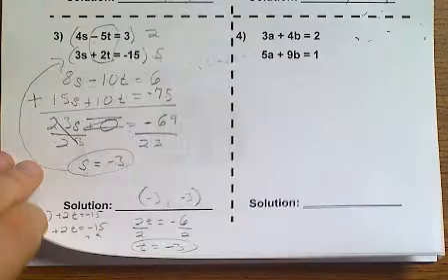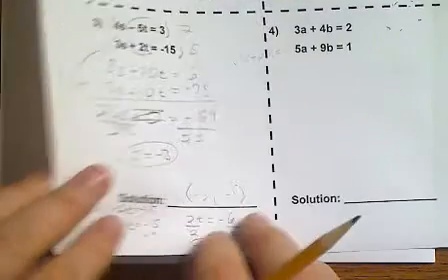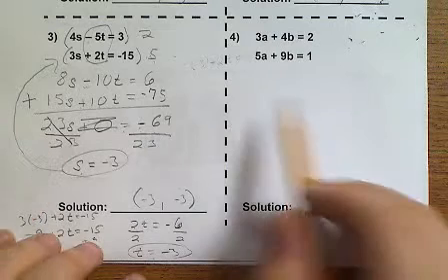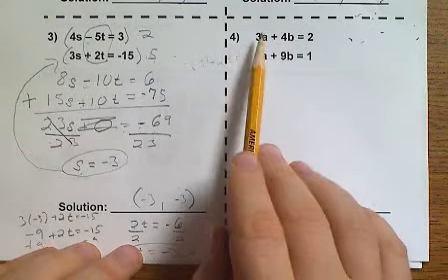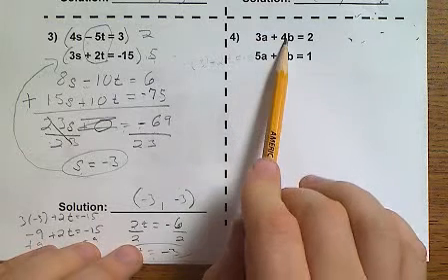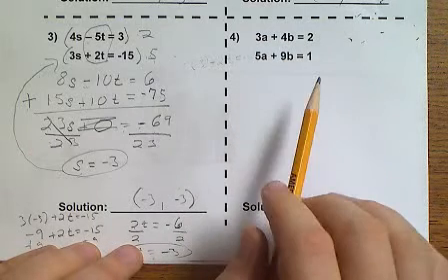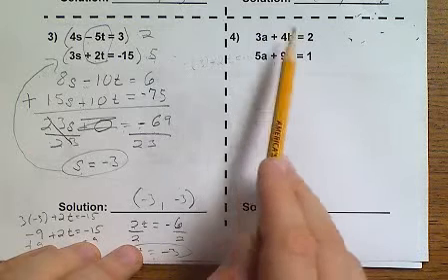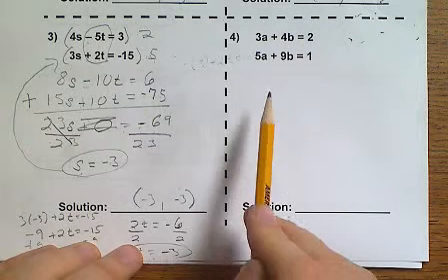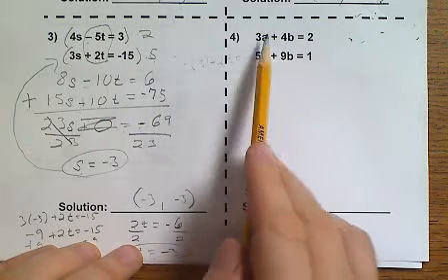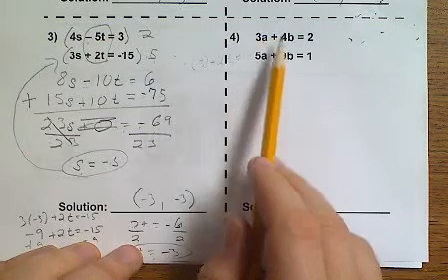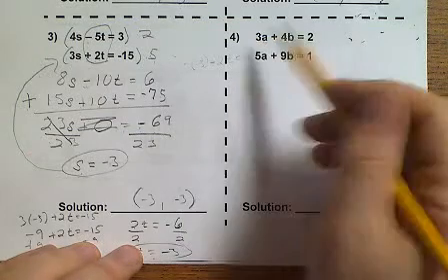Let's go ahead and have a look at number 4. This is our last example. I look at these, and nothing times 3 will give me 5, and nothing times 4 will give me 9. Now it's just a matter of, do I want to get rid of A's, or do I want to get rid of B's? Well, I'm going to go ahead and choose the A's just because I prefer 3 and 5 over 4 and 9. It really doesn't matter.